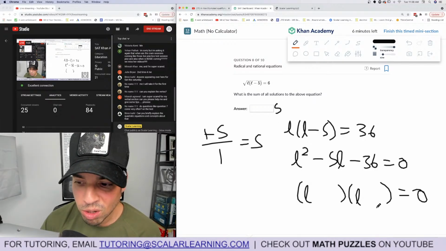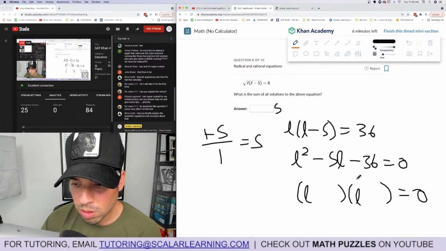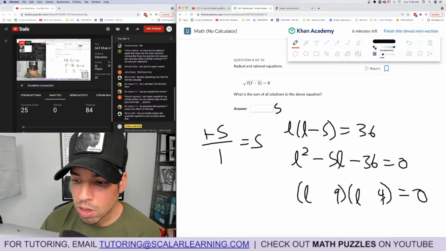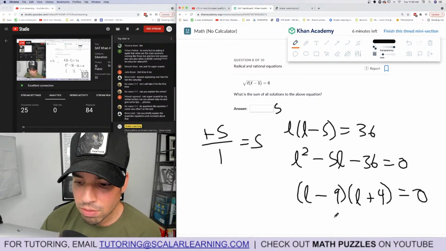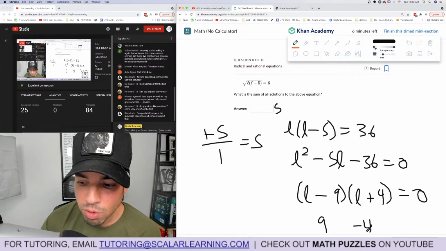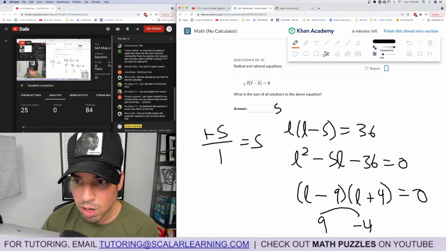That's a shortcut, negative B over A. But then what multiplies it? So it's 9 and 4, negative 9, positive 4. Solutions are 9 and negative 4. And then double verified, add them together, and we get 5.